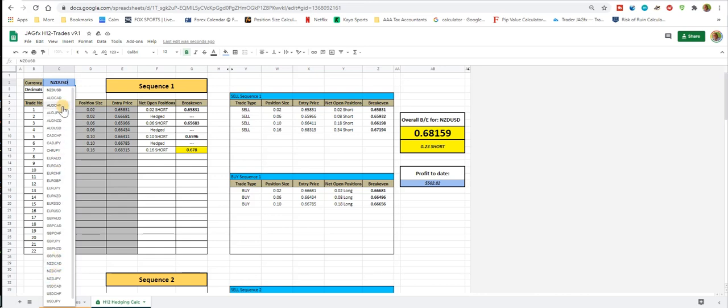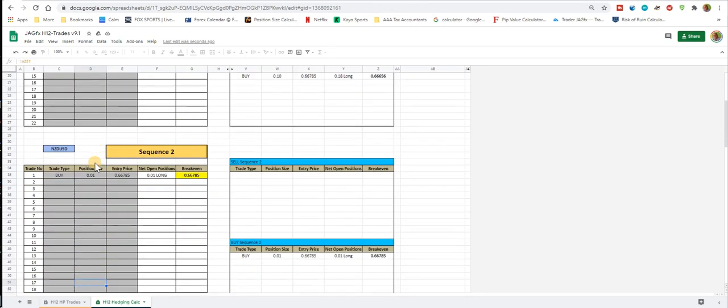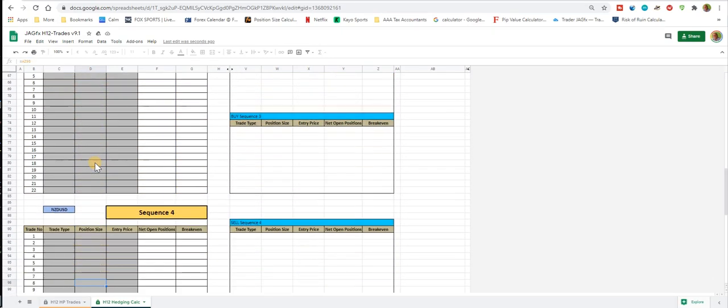It's up the top because it's already up there. Sequence 1 tells you your overall break even and your overall position size and your profit to date on this pair. So that's the New Zealand USD. If we scroll down a bit, you'll see the different sequences. So there's sequence 2, sequence 3. You'll see this on the chart.